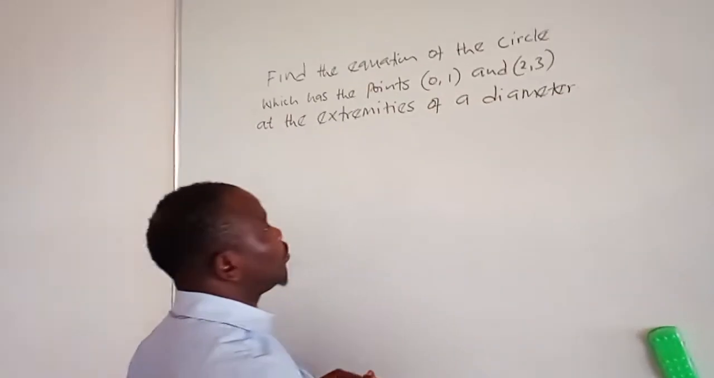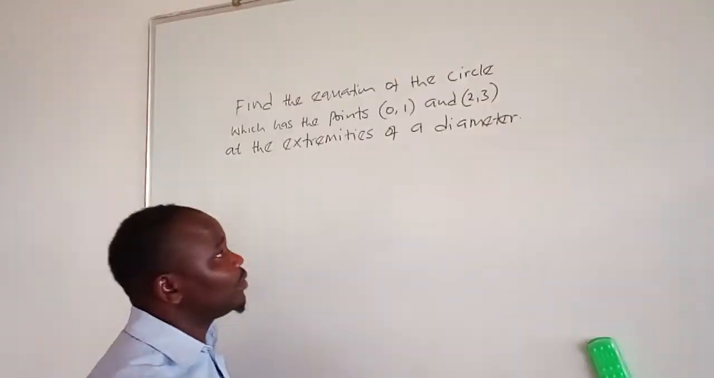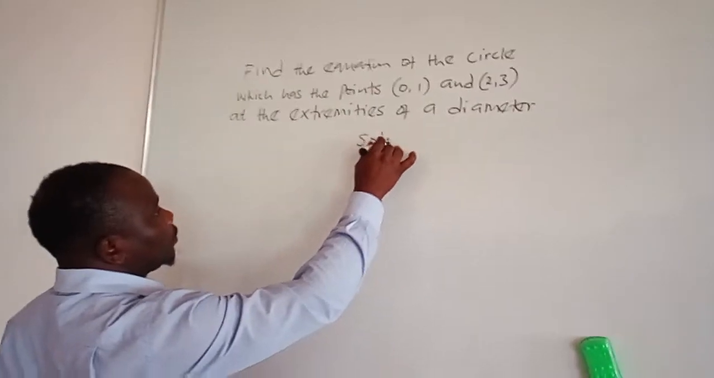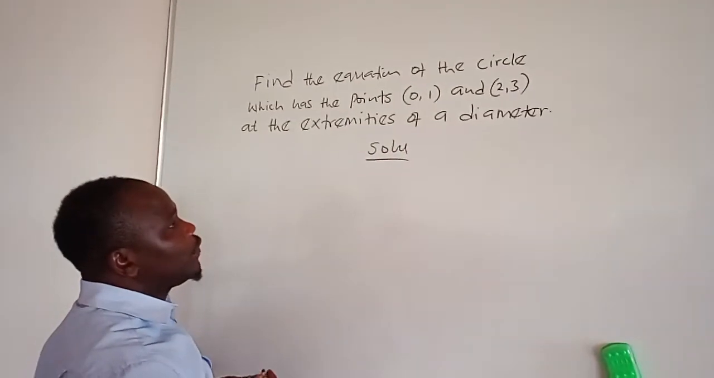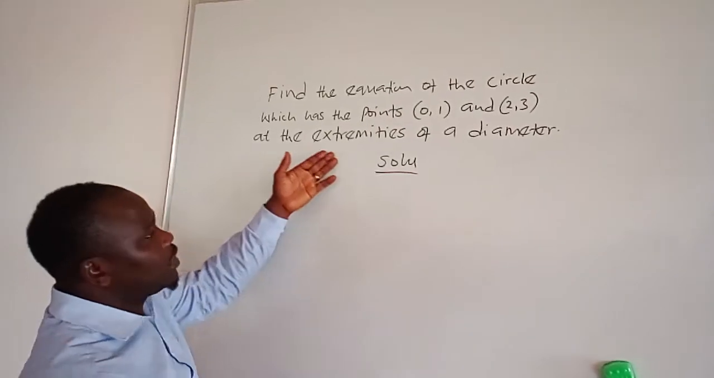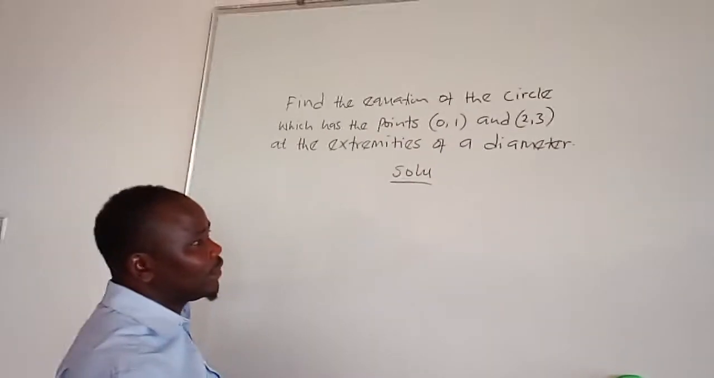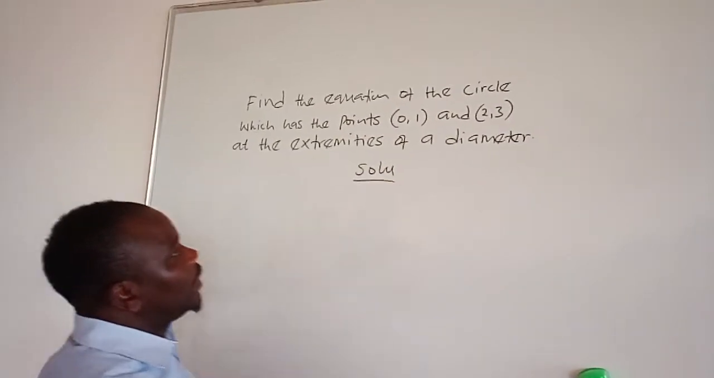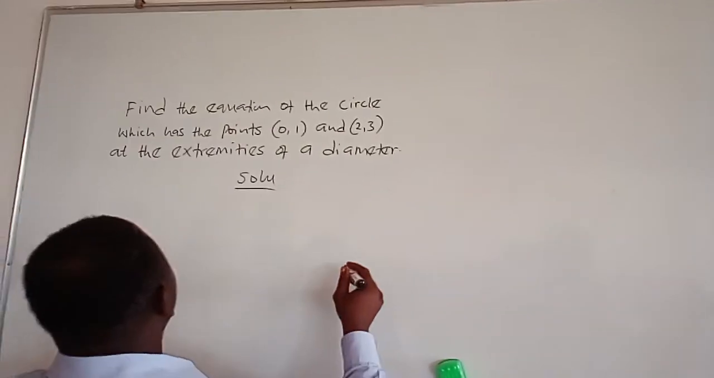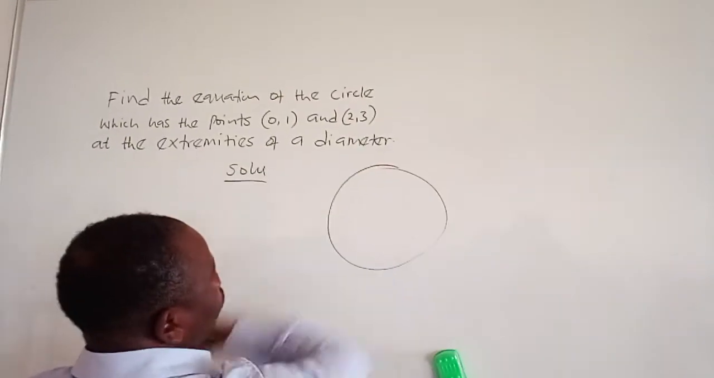Okay, let's look at this problem. Let us try and find a solution to this problem. We write solution. Before I start solving this problem, let us have a rough diagram of the diameter. Let's have it this way.